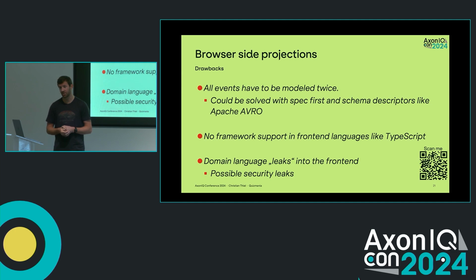But of course, it also has some disadvantages. I already mentioned that all the events have to be modeled twice, so I need everything in the front end and also in the back end. There are solutions on the way. We, for example, could write some specifications like Apache Avro and then use code generators to generate from the specification something in the front end and the back end at the same time. Maybe you want to join the lightning talk of my colleague Simon tomorrow. He is going to talk about that particular topic.